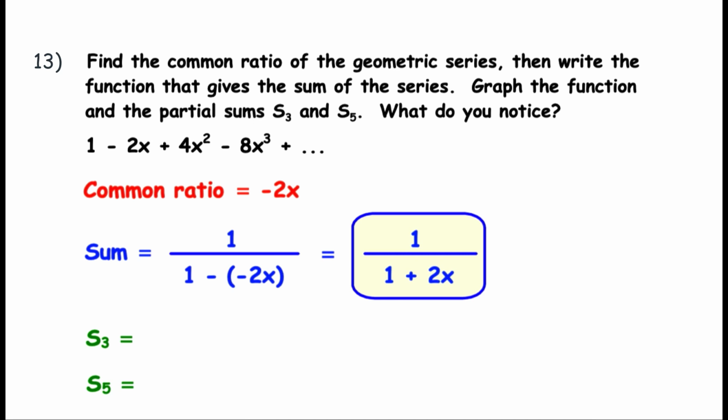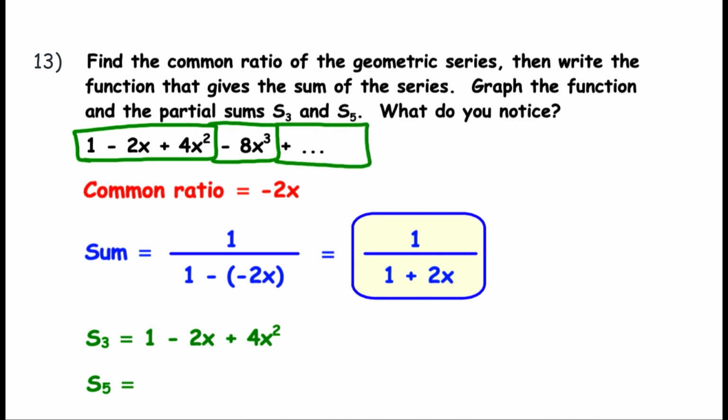And then we want to graph the function and the partial sums, S3 and S5. What is S3, first of all? Well, it's the sum of the first 3 terms. It's just going to be this. This is S3 right here. And S4 would include this. S5 would include the next one, which I think it's pretty easy to see would be 16x to the 4th. That'll be positive. So that's S5.